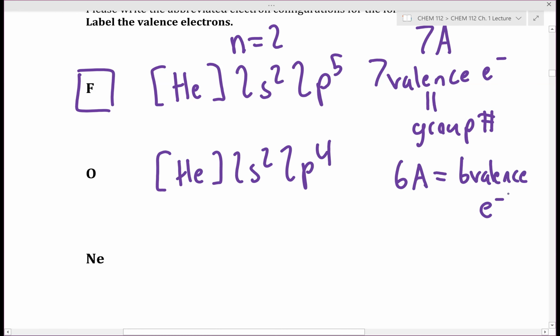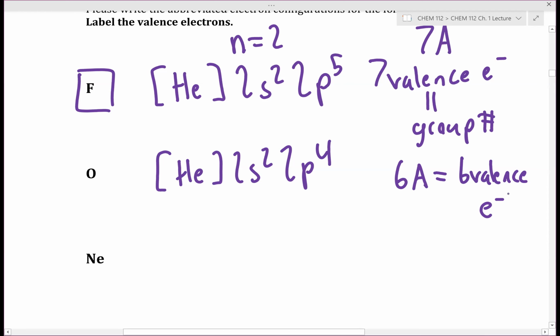Now, if you happen to be really clever, do you notice how we went from 7 valence electrons to 6 valence electrons? So a fast way to write the configuration for oxygen is just take the configuration for fluorine and remove an electron. So we go from 2p5 to 2p4.